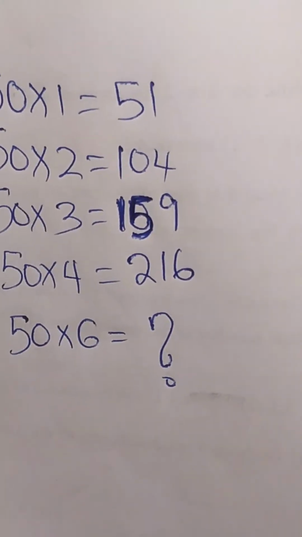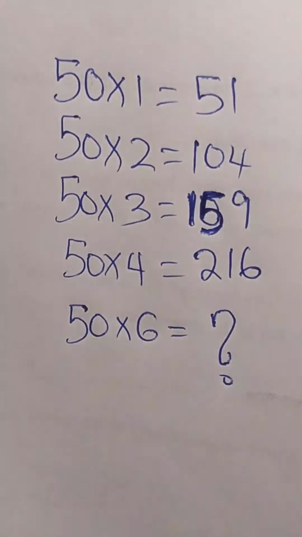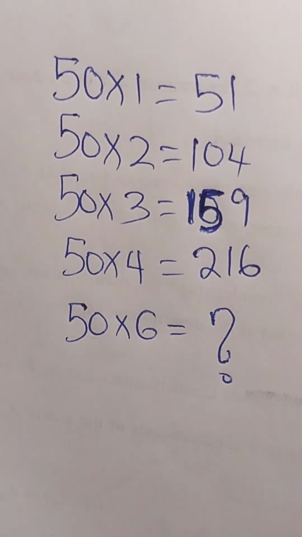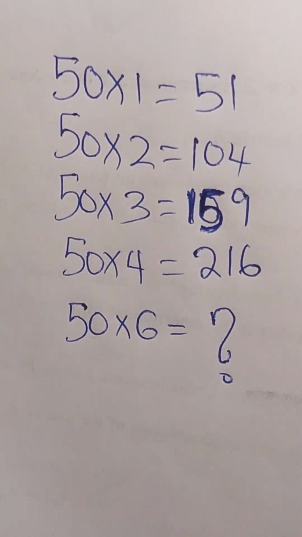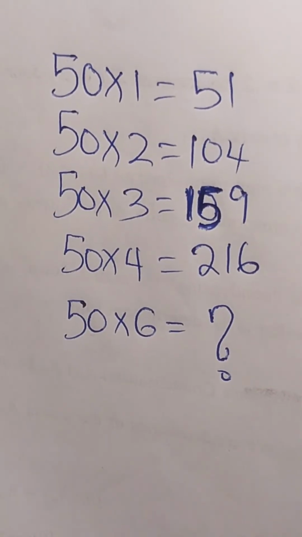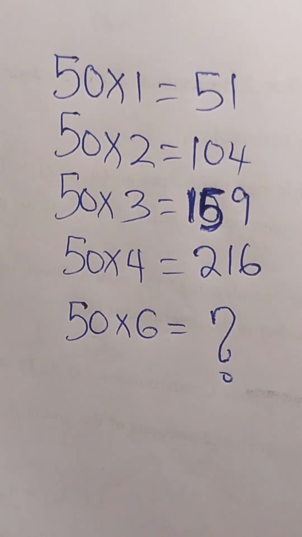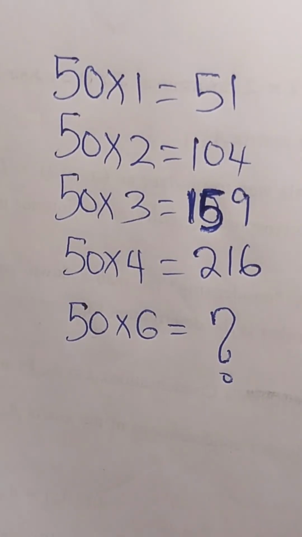So please solve. Let's see your answer. 50 times 1 is equal to 51. 50 times 2 is equal to 104. 50 times 3 is 159. 50 times 4 is 216. Then 50 times 6 is what? So if you know it, you drop your answer.